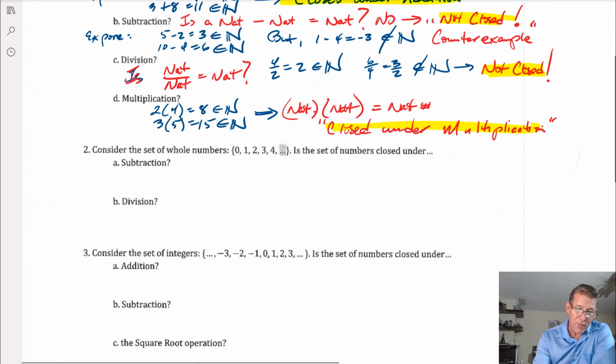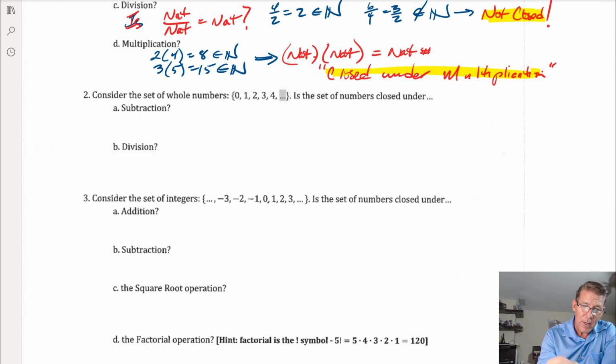Number 2 is different. Now, here we have a new set. This is not the natural set. When you go from 0 to infinity, 0, 1, 2, 3, 4, to infinity and beyond, this is called the set of naturals including 0. In grade school, we used to call these the whole numbers. But it's the natural numbers including 0. That's all it is. And it goes from 0 to infinity.